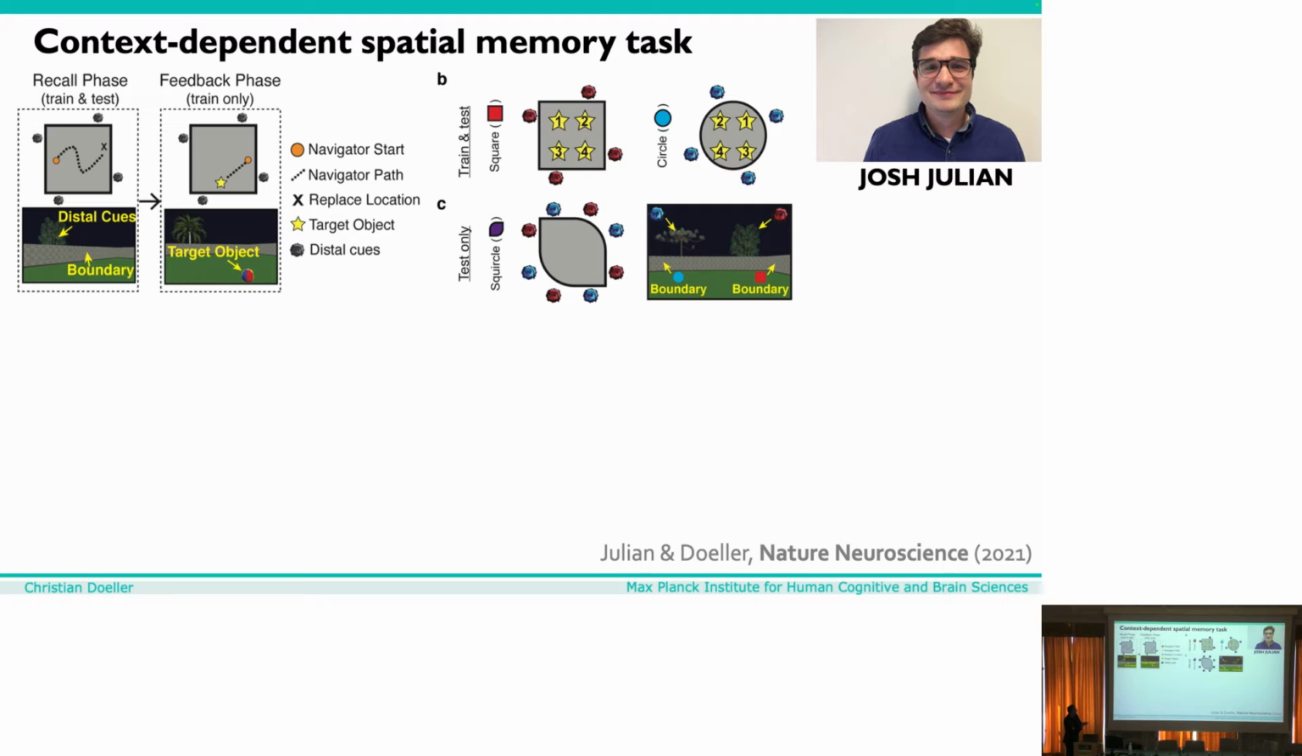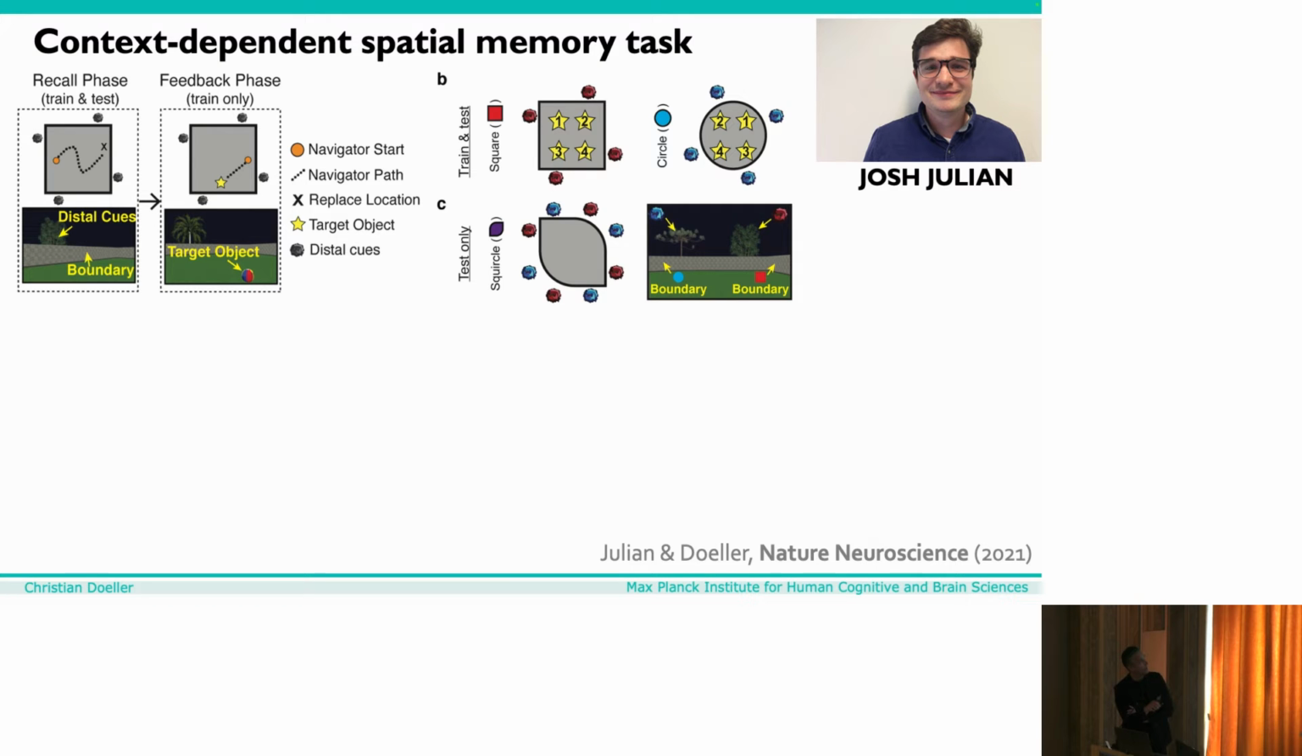In addition to the difference in the shape of the arena, square versus circle, the two environments also differ in terms of the extra-maze cues, the landmarks around the arena. So you see them indicated here by the red and the blue dots around the arena. So it's different types of configurations of trees around the arena.